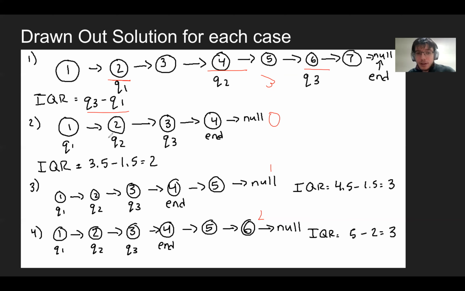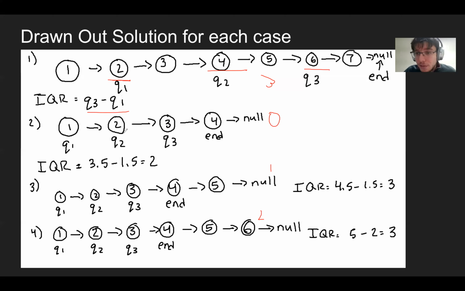For the second case, where mod 4 we get 0 for the length, we have 1, 2, 3, and 4. In this one, it's a little more difficult because halfway through, the median is going to be the sum of these two divided by 2, but that's what the median is. We don't need to find the median, we need to find the IQR. And for even length, we do include the median in our calculation of IQR.